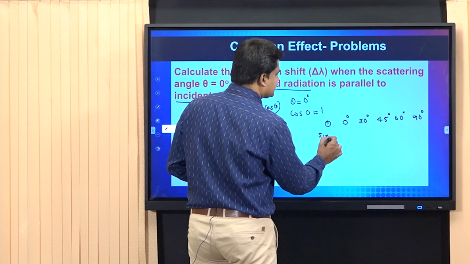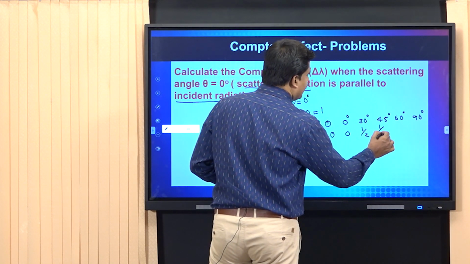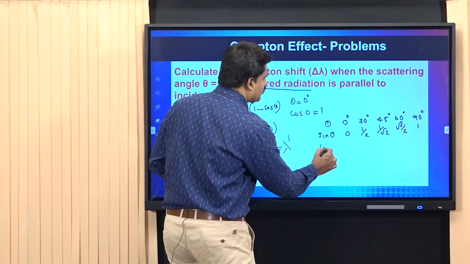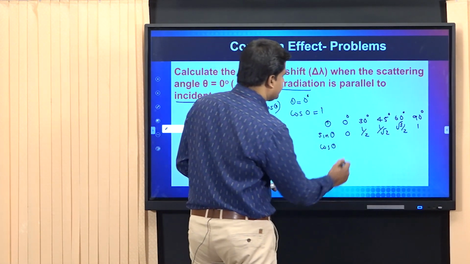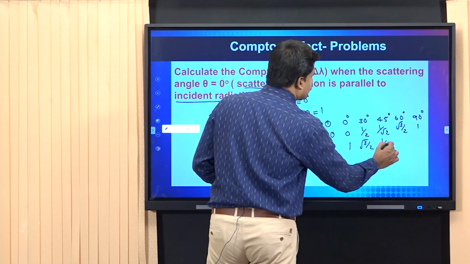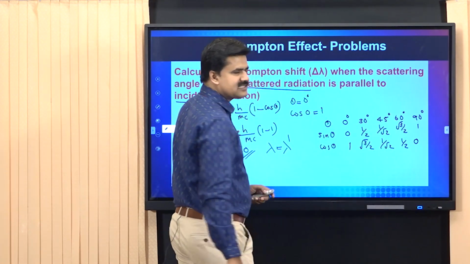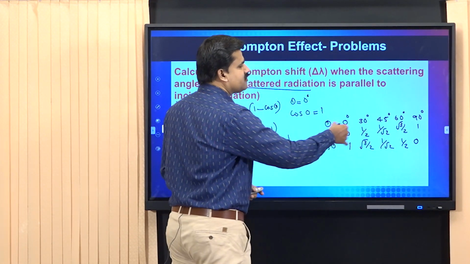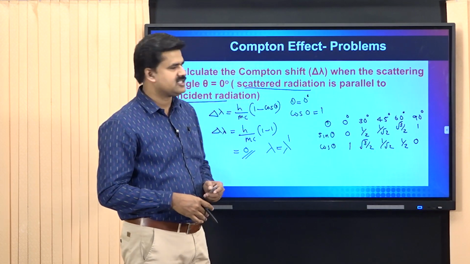First of all, sin theta: 0, 1 by 2, 1 by root 2, root 3 by 2, 1. And cosine function, cos theta, just opposite to that of sine function. That is 1, root 3 by 2, 1 by root 2, 1 by 2 and 0. From this chart it is clear that cos 90 is equal to 0. This is a useful chart as far as some numericals about Compton effect is concerned.